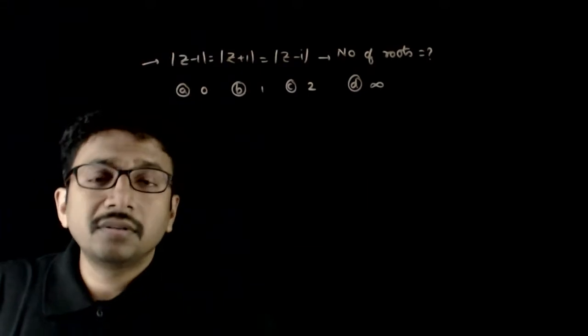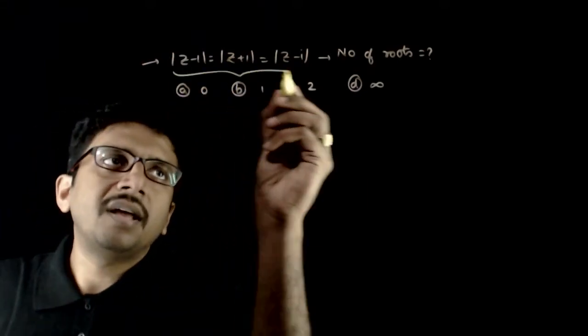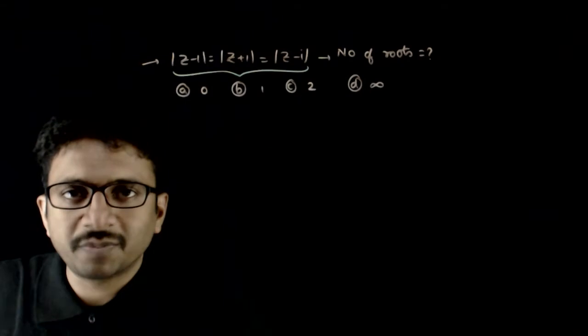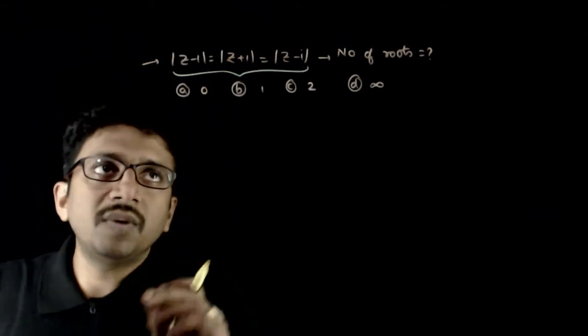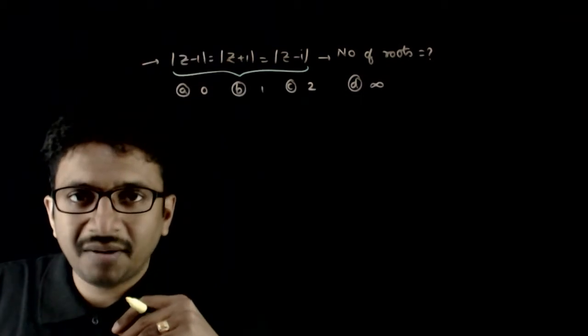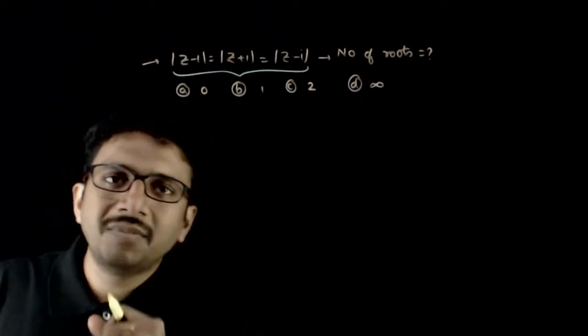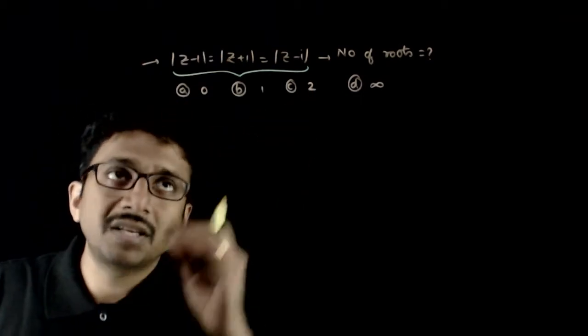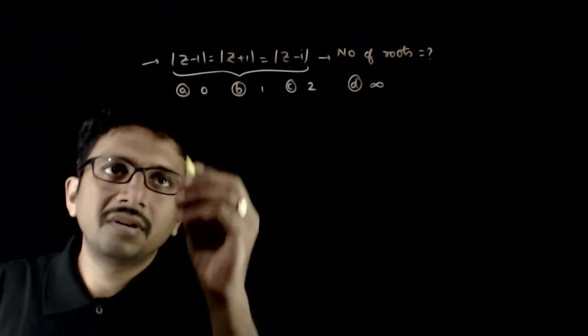So welcome students. In this question you are given an equation in the complex plane. That is, mod of z minus 1 is equal to mod of z plus 1 is equal to mod of z minus i. So how many complex numbers satisfy this equation? That is, how many roots are there to this equation?